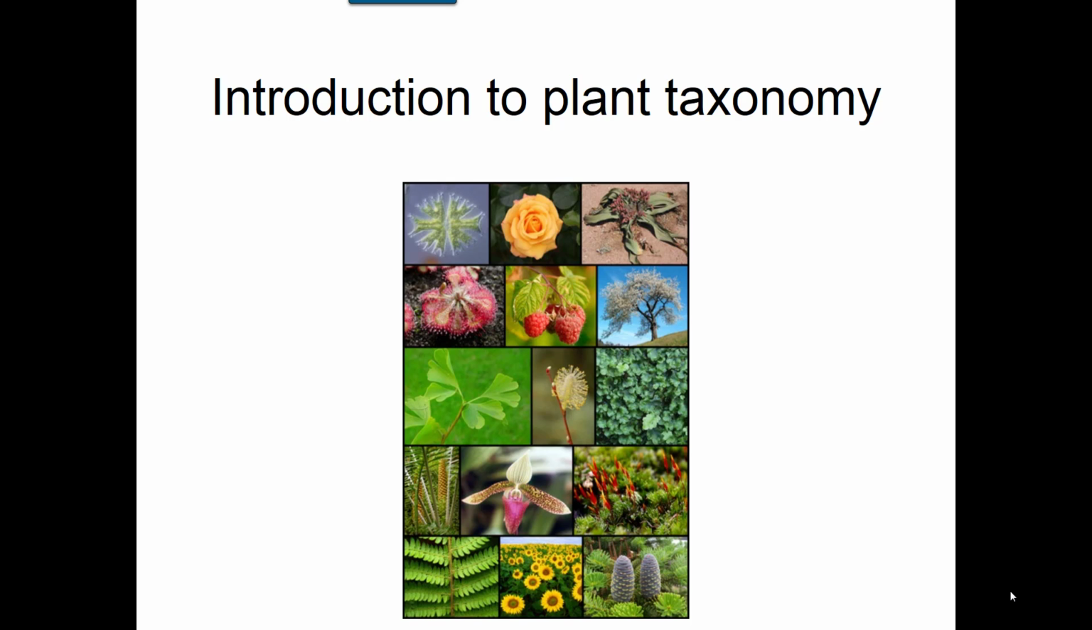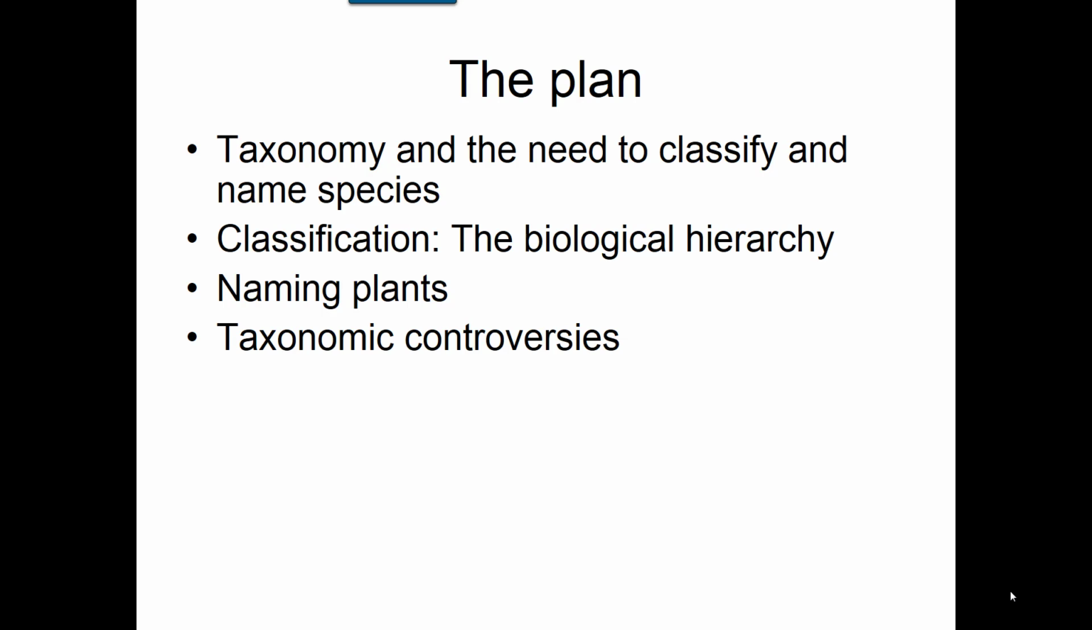My goal here is to introduce you to taxonomy in general with an emphasis on plant taxonomy. I'm going to do that by first defining the term and then talking about the need to classify and name species. We'll talk a little bit about one scheme of classification, which is known as the biological hierarchy, which you're probably already pretty familiar with. We'll talk a little bit about the naming conventions for all life forms and then some things that are specific to plants. And then finally, we'll end by talking about some exciting taxonomic controversies.